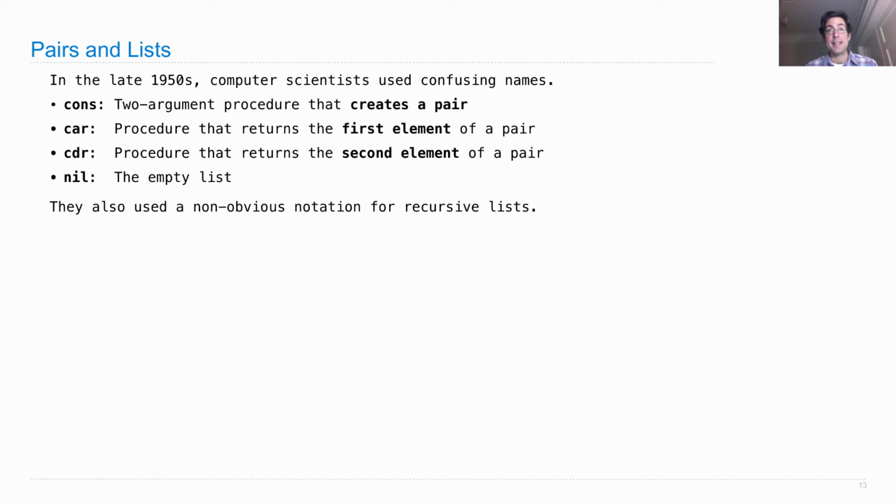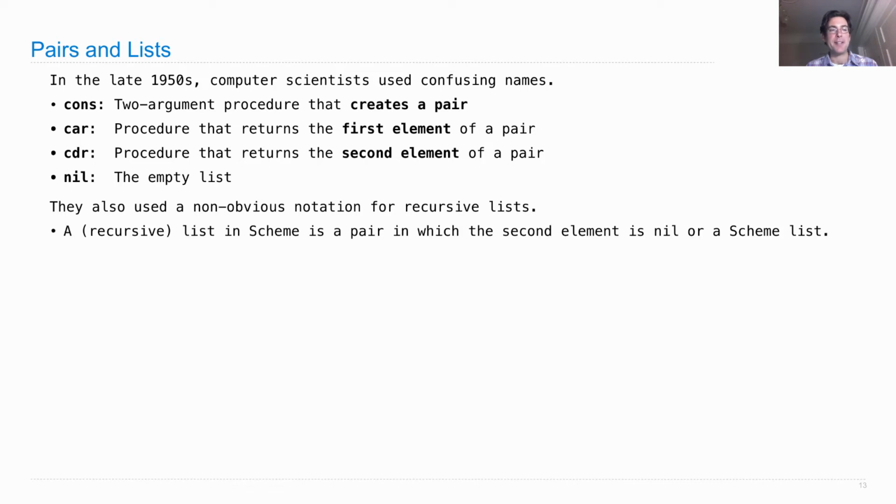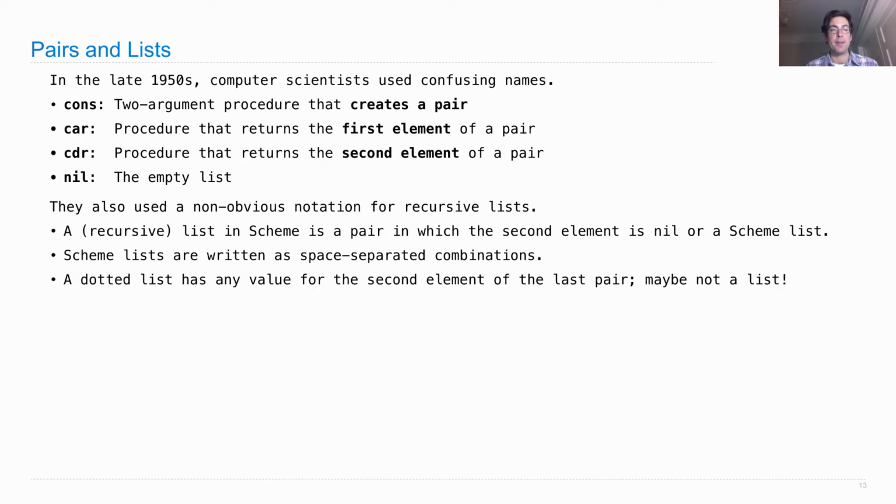It's also the case that recursive lists are fundamental to Lisp. They have been forever, but they use a non-obvious notation. So a recursive list in Scheme is a pair where the second element is either nil, the empty list, or a Scheme list. And Scheme lists are written as space-separated combinations. Then there's a dot. So a dotted list is something that has any value for the second element of the last pair, which means that it might not be a list.